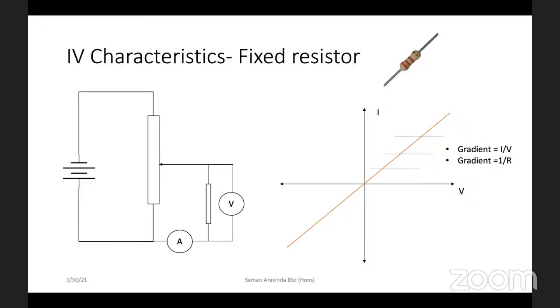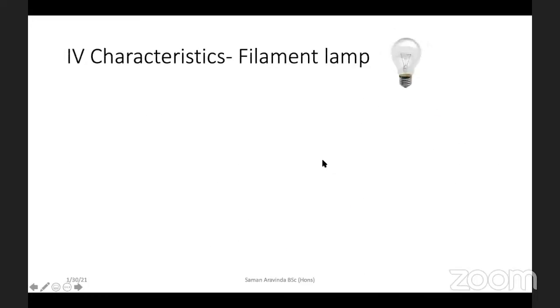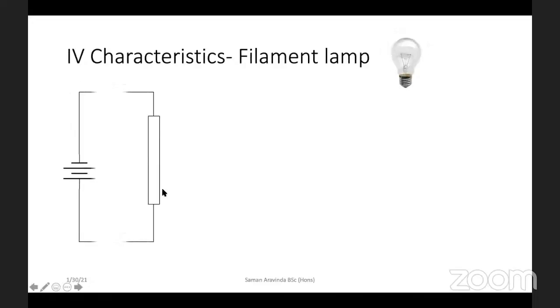Right. Now let's draw the thing for the bulb. Now can you try? So we have the rheostat, the potential divider, and we have the same circuit, but replaced with what? The bulb. Okay.